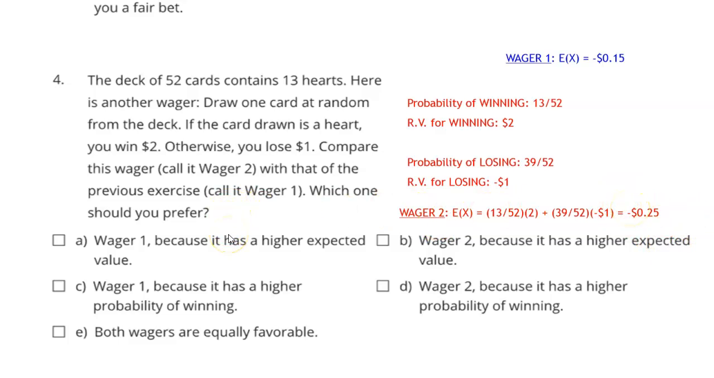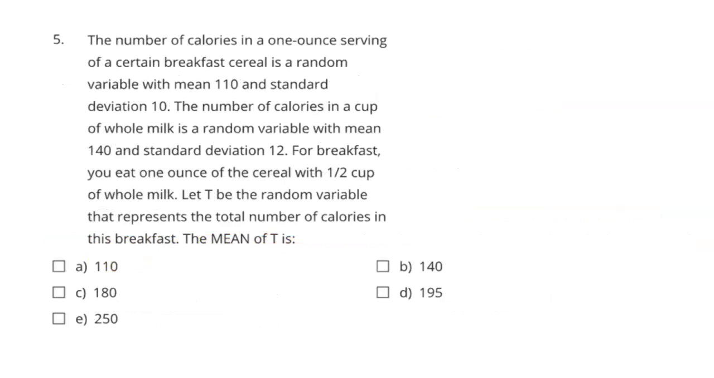As you could probably imagine, you don't want to play either of these two games. But if you had to choose, you would probably choose wager 1 because you're losing less money per situation, right? So we're calling question number 4 answer A because it has a higher expected value. I know what you're thinking. Higher? Well, 15 and 25, 25 is higher. Well, not really, because negative 15 is higher than negative 25, right? Higher expected value.